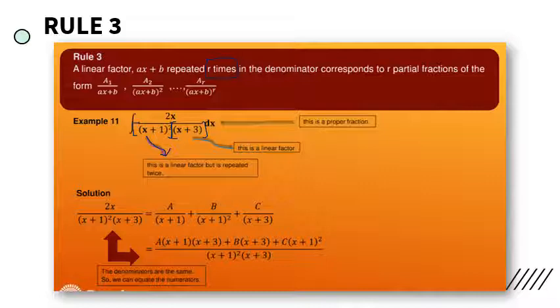So the solution for this function, we want to separate it into partial fractions, is equal to a over x plus 1, which is the linear factor, plus b over x plus 1 squared, this is the repeated linear factor, plus c over x plus 3.